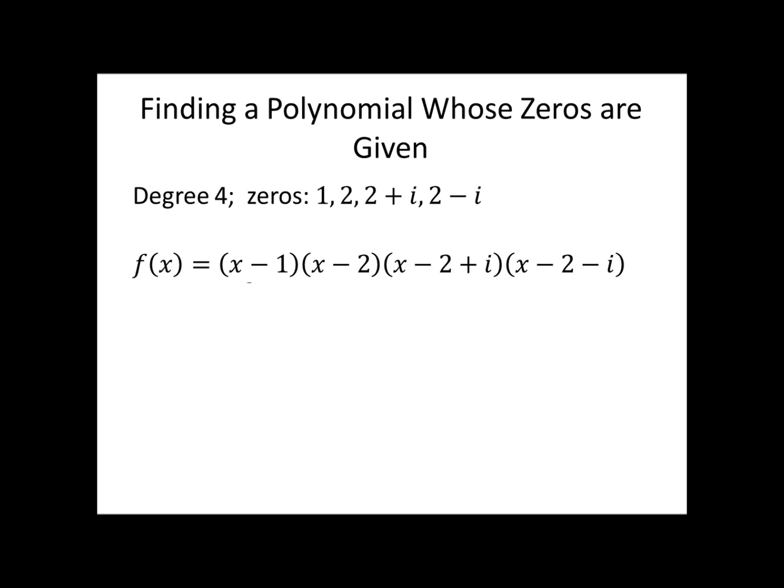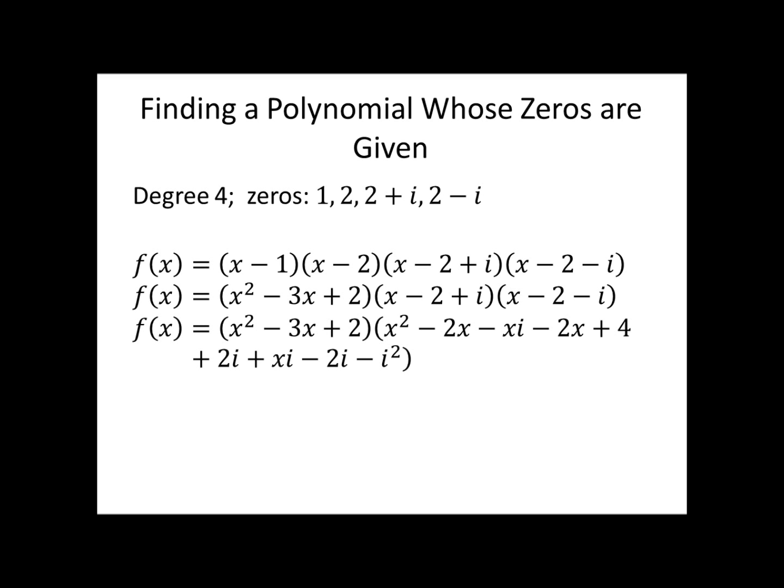Okay? So moving right along, I'm going to go ahead and multiply the first two binomials together. We know how to do that. There shouldn't be any big surprise. x minus 1 times x minus 2 is x squared minus 3x plus 2. Now, dealing with these complex factors, there's a lot of stuff to multiply together. I'm going to show you the gory details here, but then I'm going to talk to you about how to do it quickly.